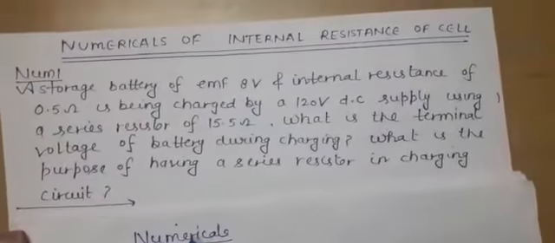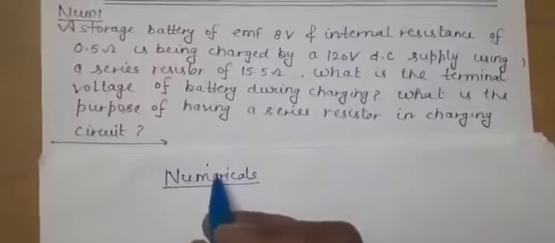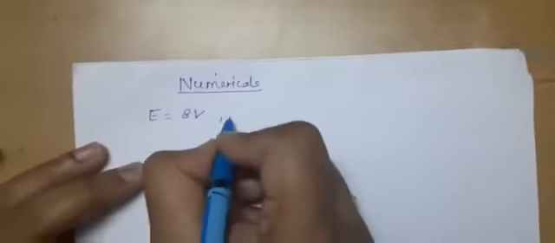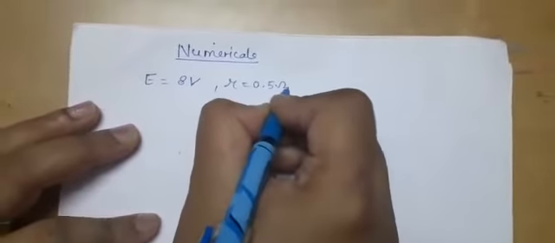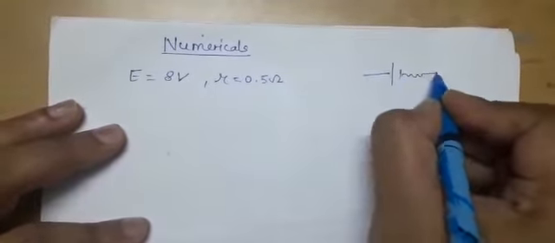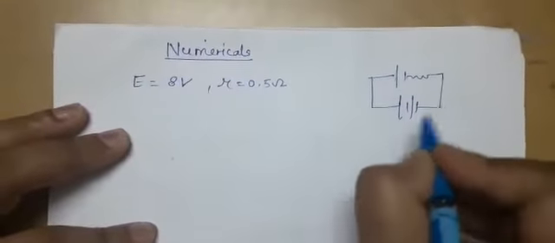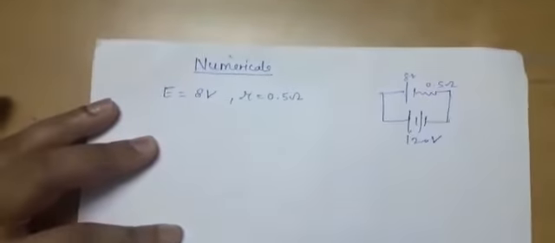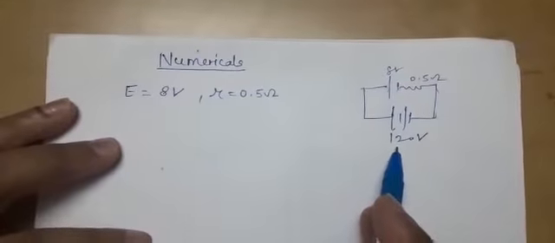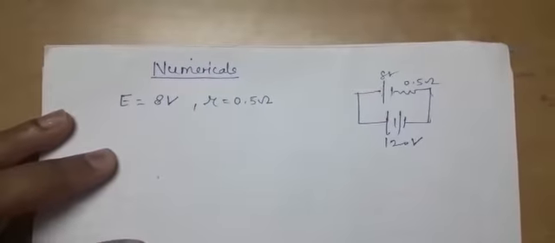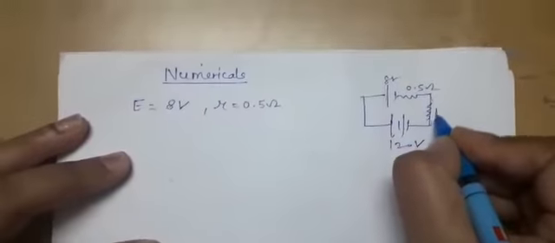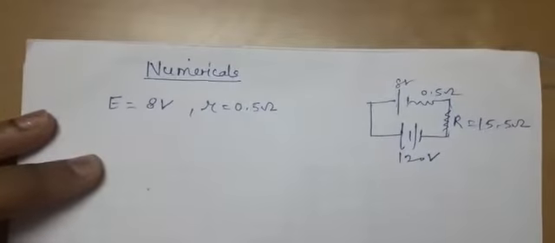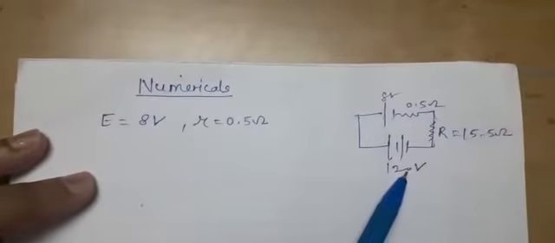See, in the statement, the basic concept: as per the statement, a battery having EMF 8 volt and internal resistance 0.5 ohm is being charged by another battery of 120 volt. I have drawn its circuit, a rough sketch of it. Here, along with the battery, another resistance is connected, that resistor of 15.5 ohm, connected in series. So this is the basic concept given in the first line.